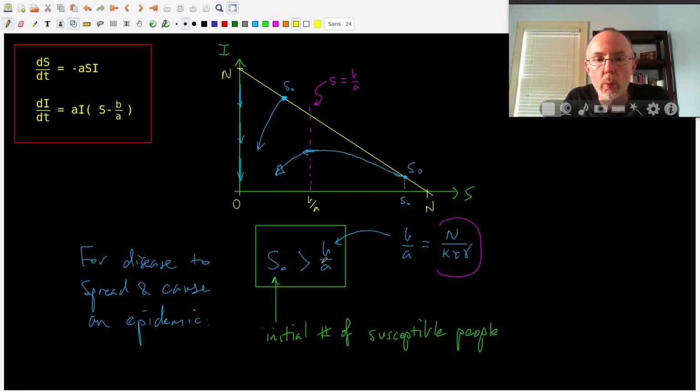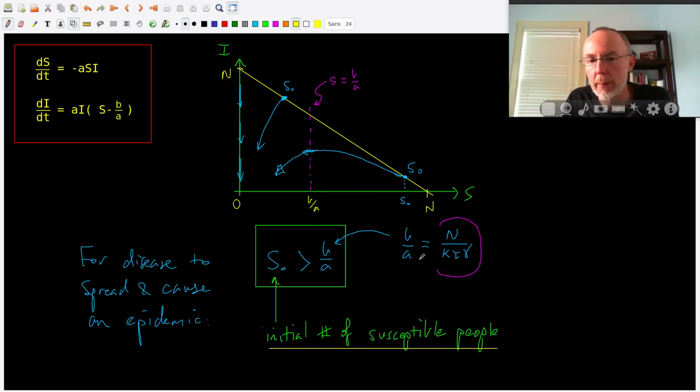So as long as S naught is bigger than B over A for a disease, we're going to get an epidemic, right? The disease is going to get worse. The number of infected people is going to increase with time. And there's something amazing about this. This doesn't depend on the number of infected people you start with, right? And this might be counterintuitive. It probably is counterintuitive. It doesn't matter if I started with one infected person or 100 infected people.